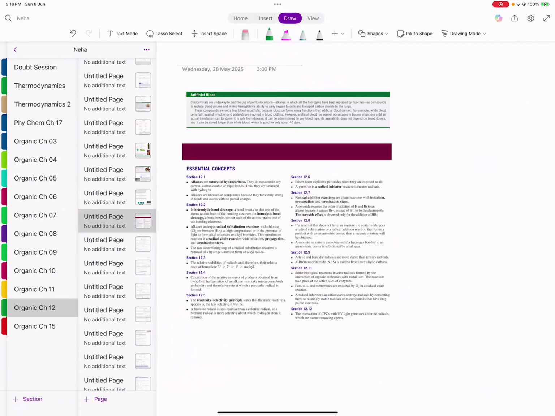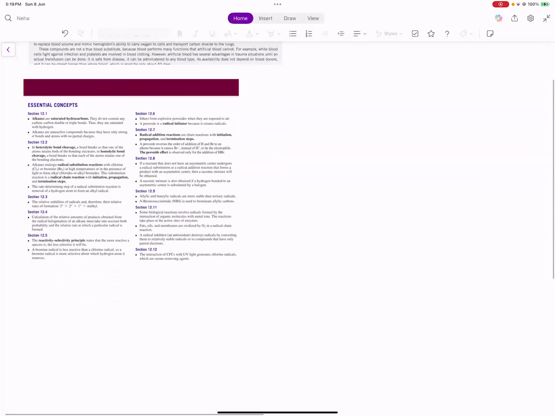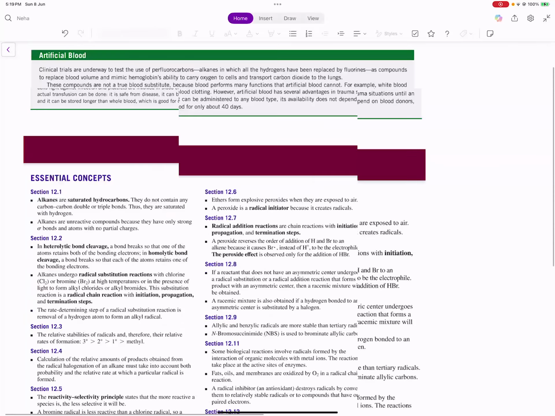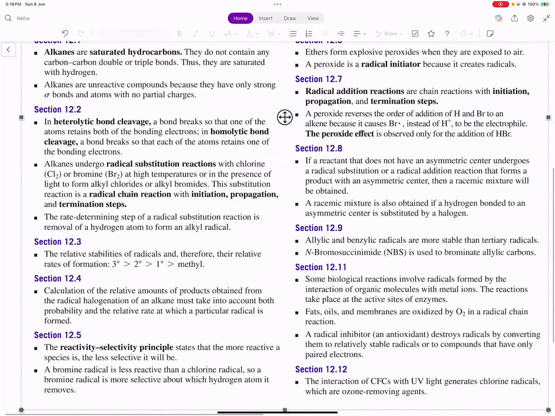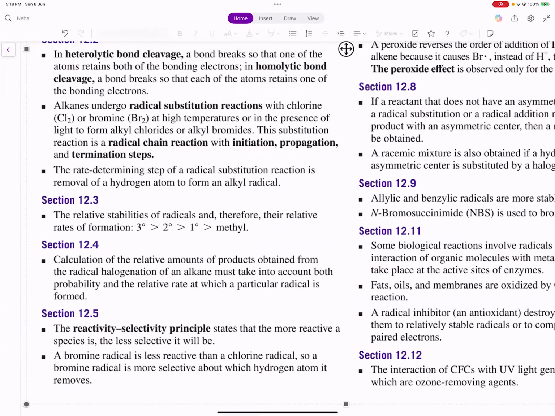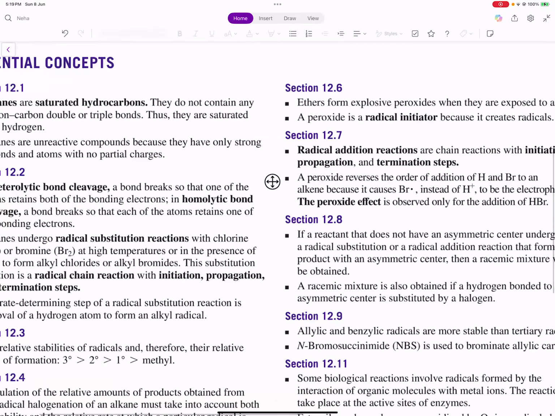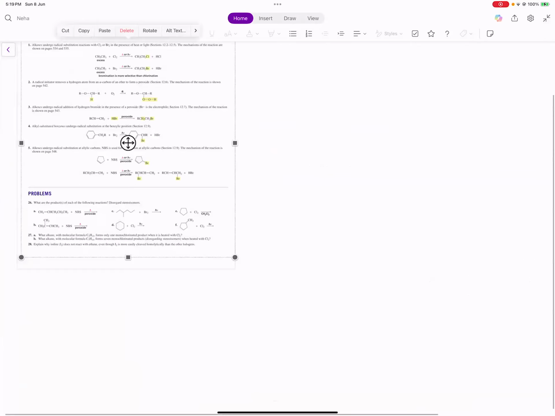So again, we are more or less done with this. These are essential concepts. Alkanes are saturated hydrocarbons. So free radical substitutions. Again, relative stabilities of radicals are 3 degree, 2 degree, 1 degree. Reactivity, selectivity principles, and everything is cool. Whatever we have learned, now let us look at the reactions.